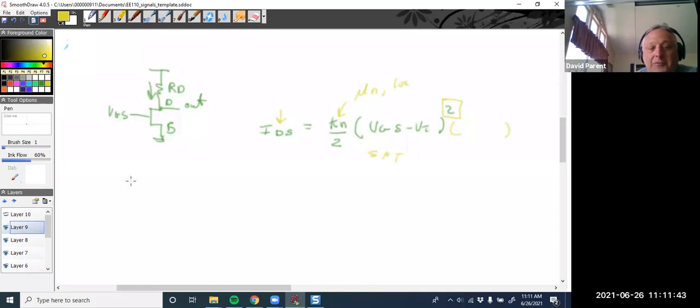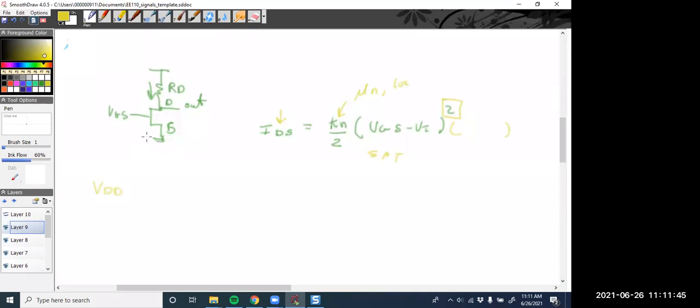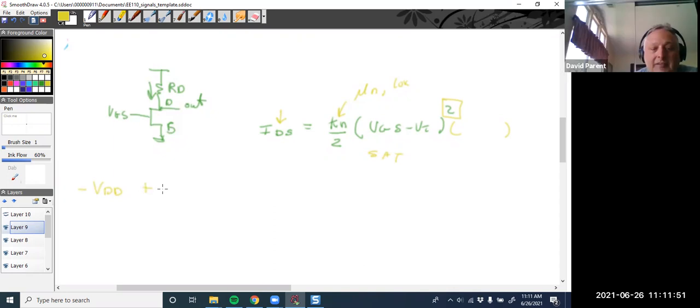Then, might not look like it, but there's a loop here, right? So you have minus VDD plus ID RD plus VDS, okay? And so this is known, and we don't know that, and we don't know this yet.